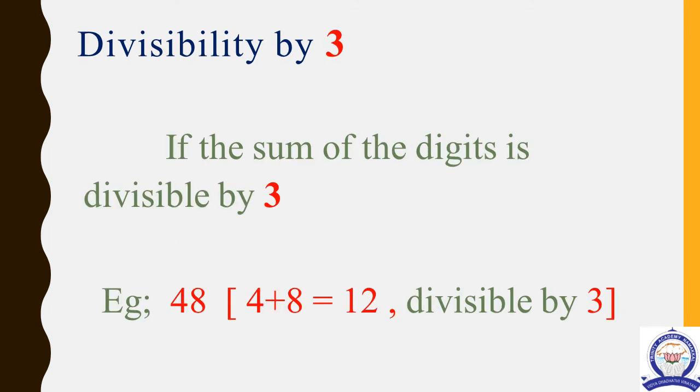Divisibility by 3. If the sum of the digits is divisible by 3. Sum means you have to add all the digits of the given number. For example, 48. 4, 8. So you have to add 4 plus 8. That is equal to 12. So 12 is divisible by 3. Okay. 12 is coming in the 3 table. So 12 is divisible by 3.